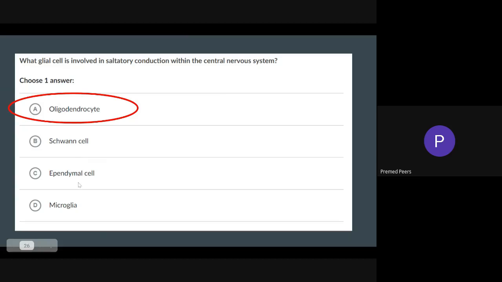Ependymal cells are in charge of producing cerebrospinal fluid, if I remember correctly. And microglia are immune cells because they have glia at the end. So you can rule those two out. So that's actually the last question from this passage. Do we have any questions or want to go over anything else in more detail?